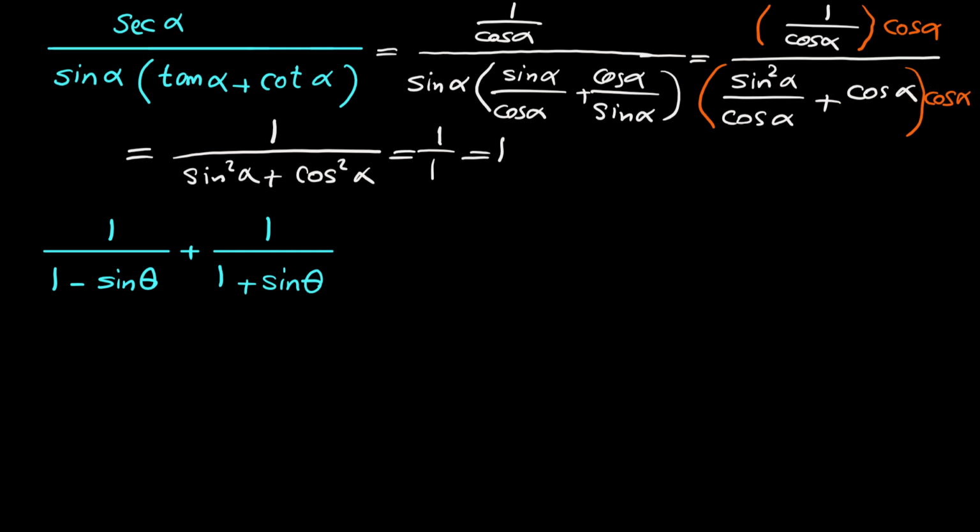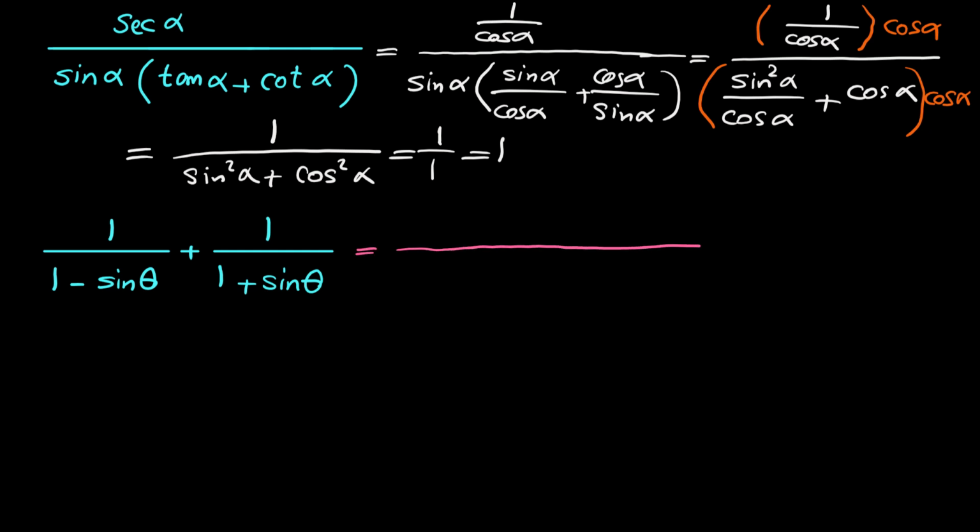Now look at the next example. 1 over 1 minus sine plus 1 over 1 plus sine. Two fractions. And immediately we know what we have to do. When you see fractions, what do you do normally? Common denominator. You have to add fractions to have only one fraction. Usually this is the best way that we can start doing this type of questions.